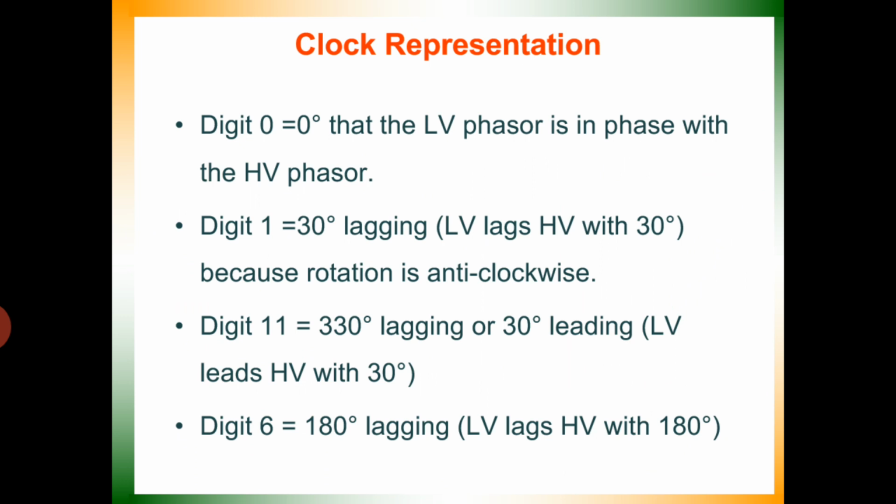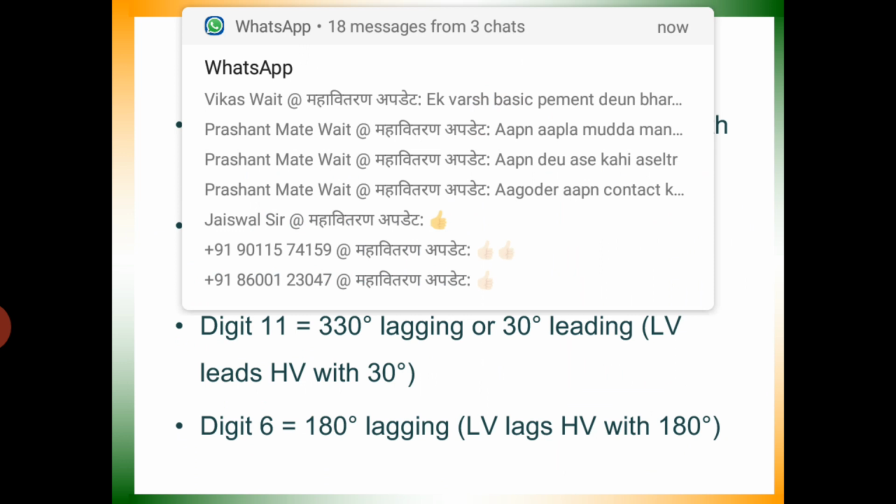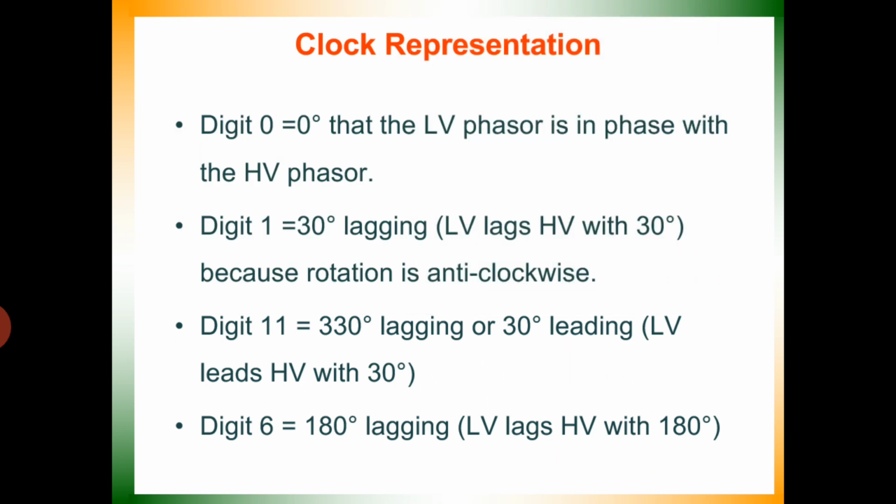Digit 1 means obviously our clock shows 1 o'clock, meaning minus 30-degree phase displacement. It is also called minus 30-degree lagging. So LV lags HV at an angle of 30. Digit 11 means our clock shows 11 o'clock, meaning 330-degree lagging or 30-degree leading. It is also called LV leads HV at an angle of 30. Digit 6 means our clock shows 6 o'clock. It is also called 180-degree lagging or LV lags HV at an angle of 180.